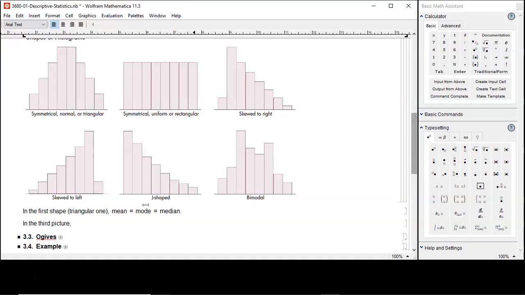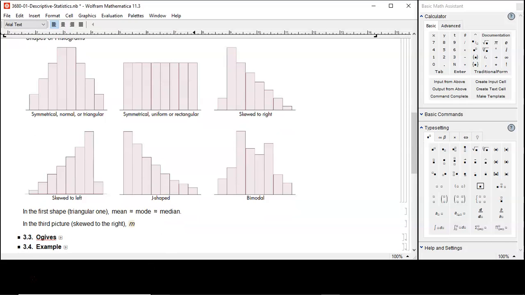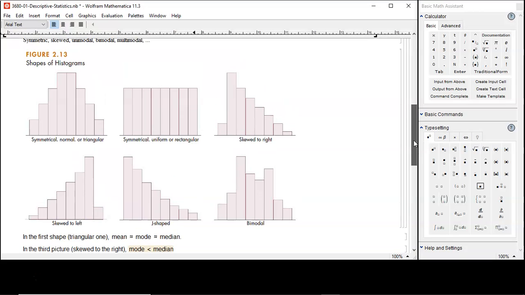In the third picture, which is skewed to the right, or stretched to the right, mode is this one. Now use your common sense. Is the median greater or smaller? Median is obtained by just knocking off smallest, largest, and merging in, right? So this one is very close to the minimum, so it's going to be knocked off. They're going to merge in somewhere here. So you're going to get that. Do you see that from here?